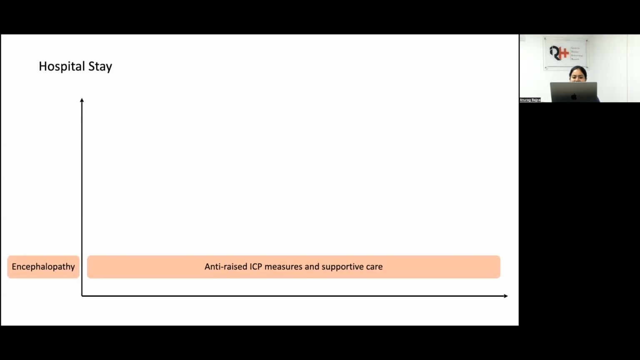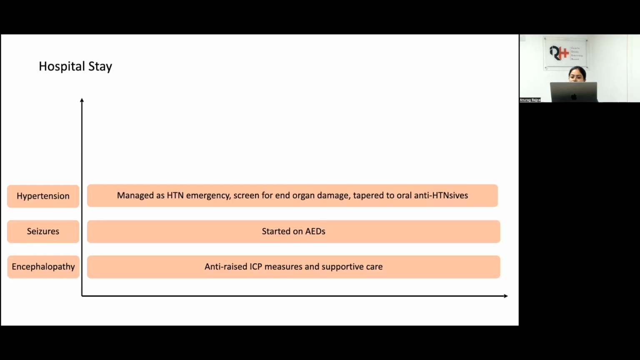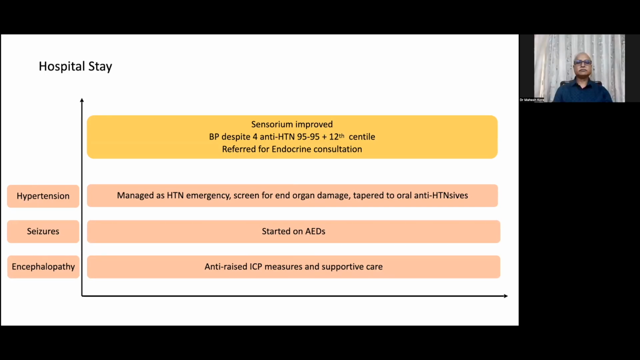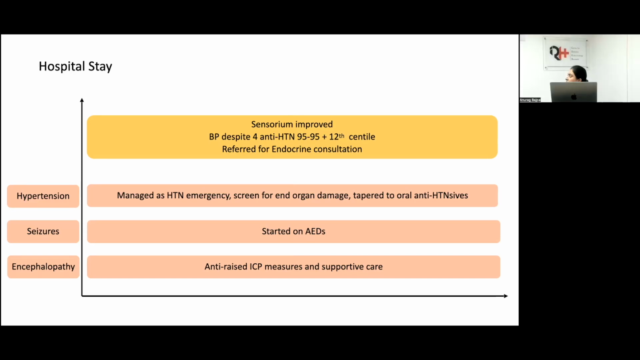So in this hospital stay, his encephalopathy was managed with supportive care. Seizures were controlled with AEDs. And hypertension was initially managed as an emergency. He was screened for end organ damage and found to have none. IV antihypertensives were gradually tapered and he was shifted to oral. So even though his sensorium improved, his BP still remained between the 95th and 95th plus 12 centile, despite being on 4 antihypertensives.